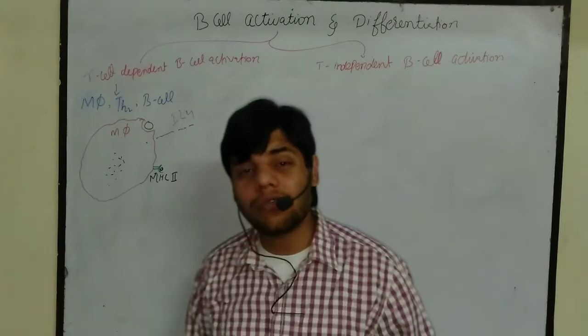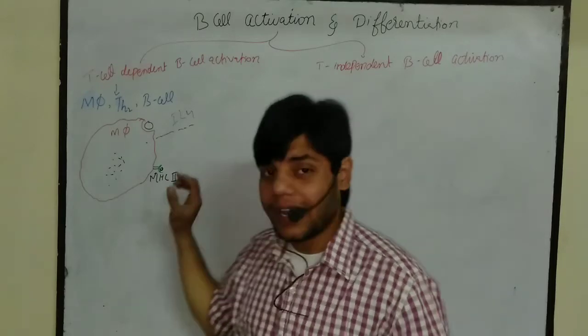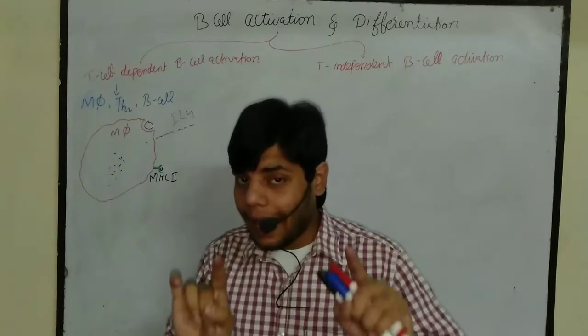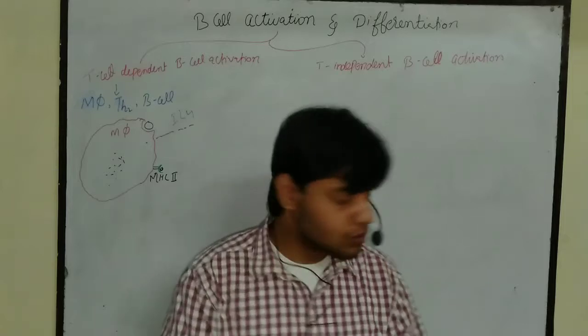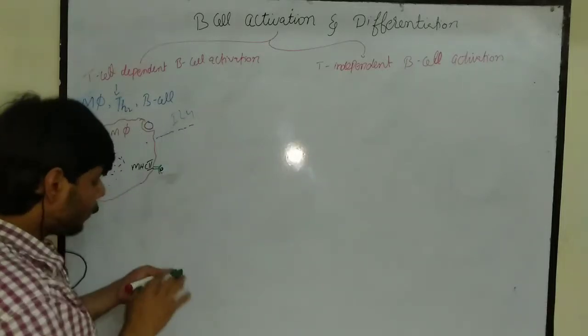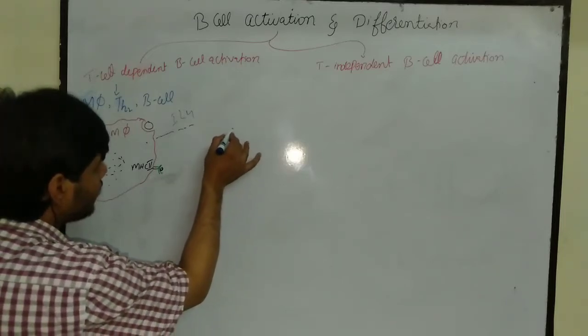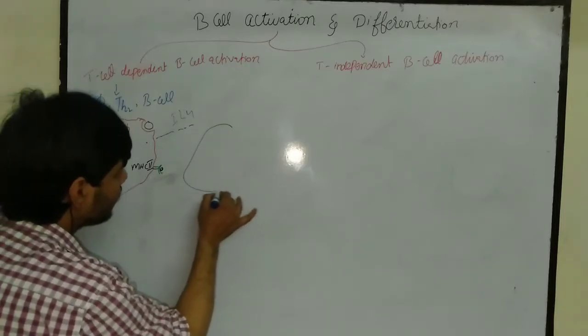This interleukin 4 just attracts the naive T cell. So after that we get the naive T cell. So let's suppose this is the naive T cell.